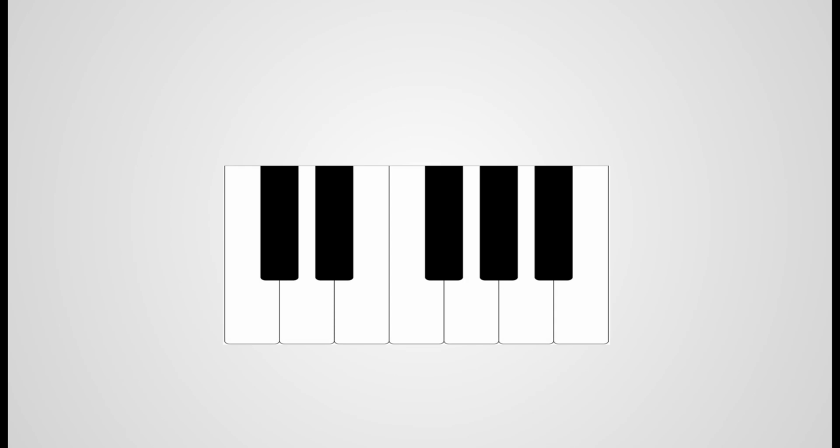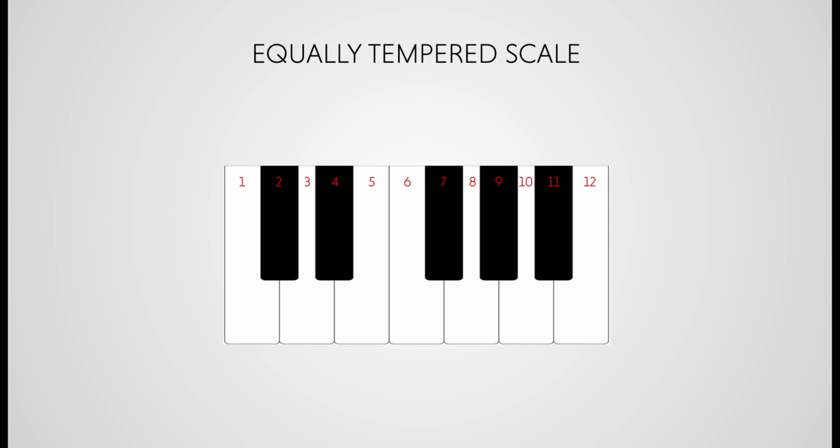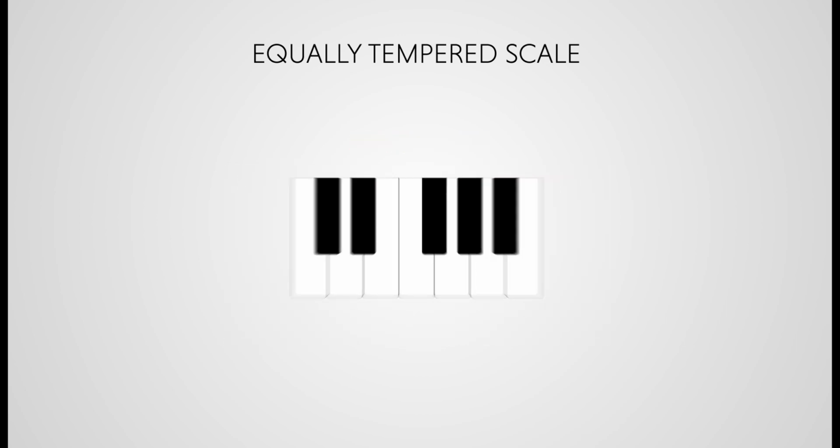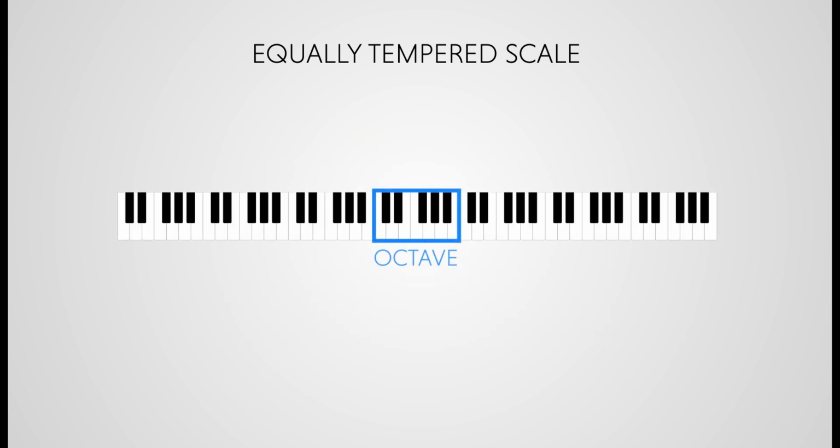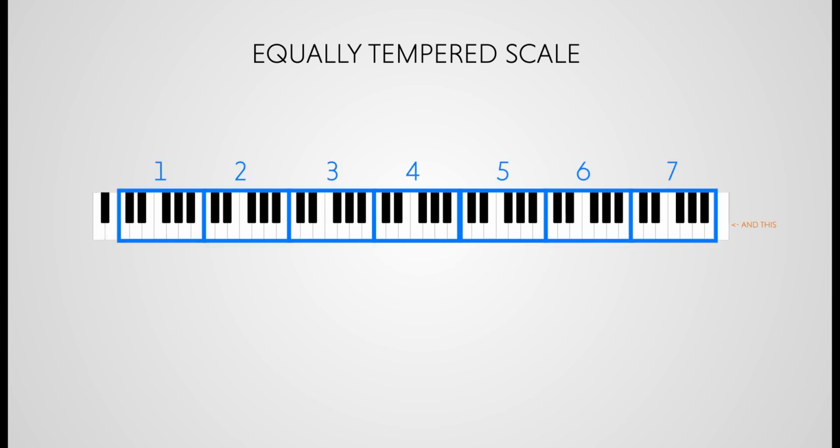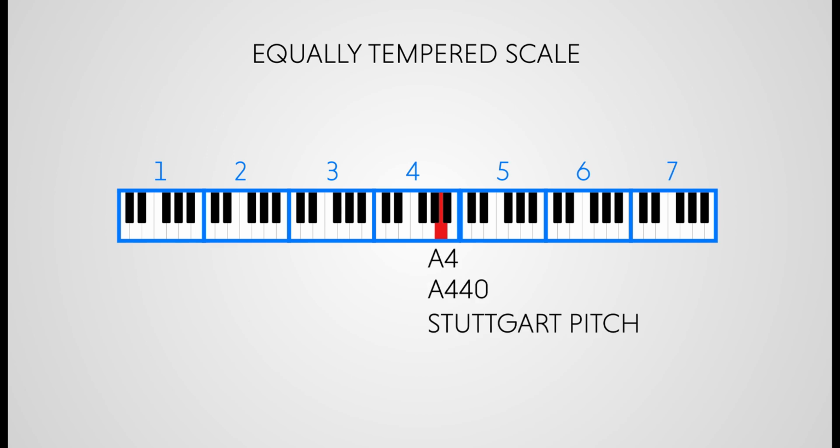The piano tuning follows what is called an equally tempered scale, which is a discrete division of the sound range into 12 steps or semitones. Each group of 12 steps is called an octave. The common piano keyboard has 7 octaves plus these 3 little keys at the lower range. Now I want you to pay attention to the A note on the 4th octave. This is a very special note. It is known as the A4 or the A440 or the Stuttgart pitch and even the standard pitch.